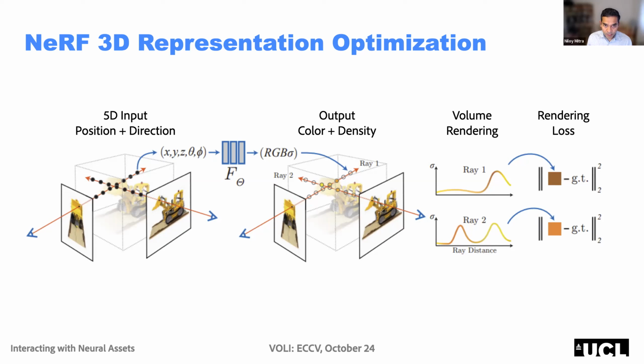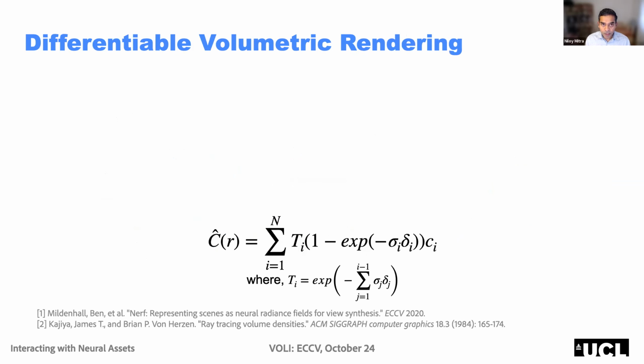Now, the core network is really a simple MLP that takes in location along with the view direction and outputs these 5 numbers. So how does the volume rendering step work?